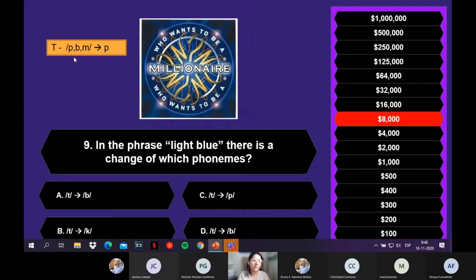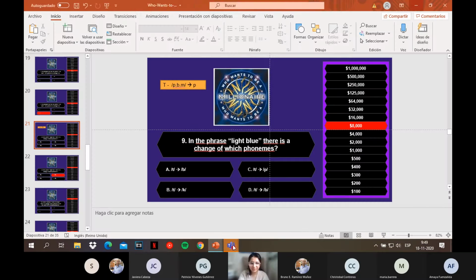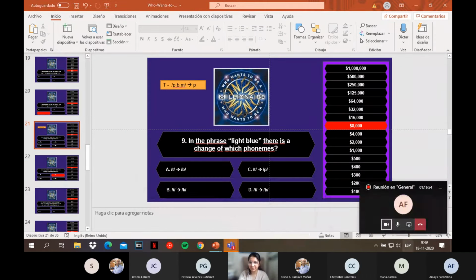Because when we have T that is followed by P, B, or M, it changes to P. So it was light blue. Light blue. So it was letter C. And regarding Cristobal's comment on the chat that says blood pressure, that's correct because when we have D followed by P, B, or M, it changes to B. So it is an example, but it changes to a different one. So instead of P, it changes to B, with blood pressure. Blood pressure. With that being said, we are now going to move on to the second part of the lesson.